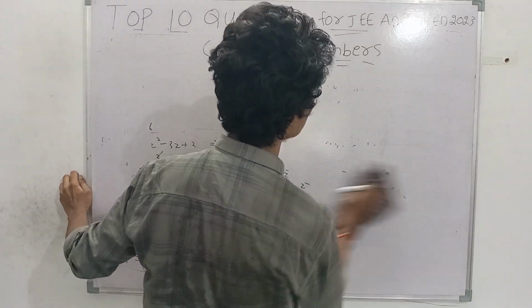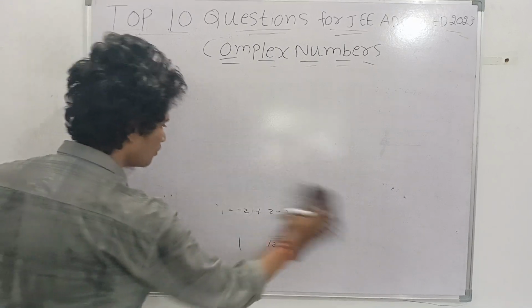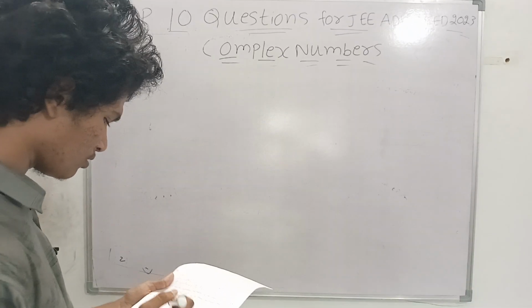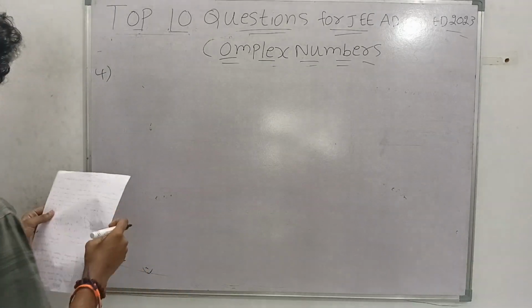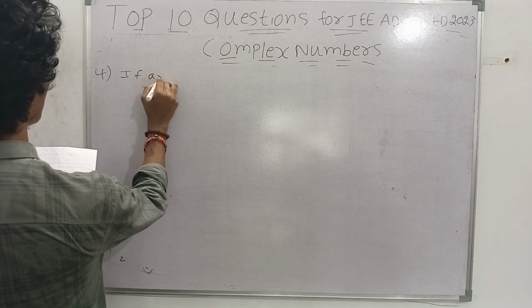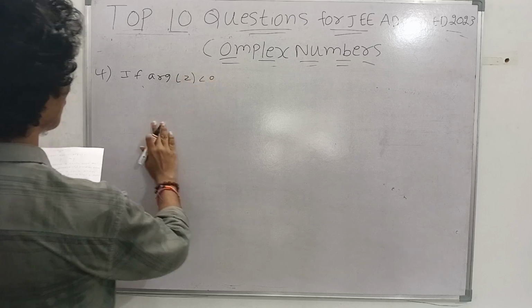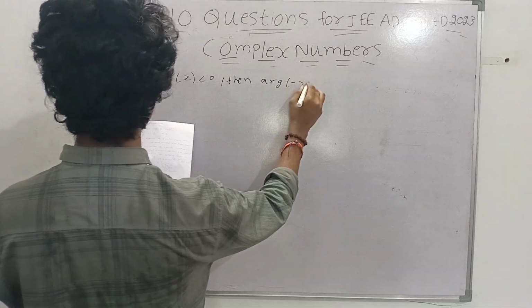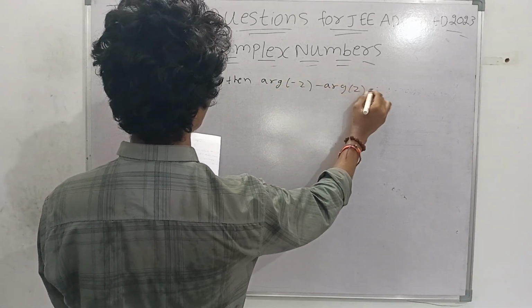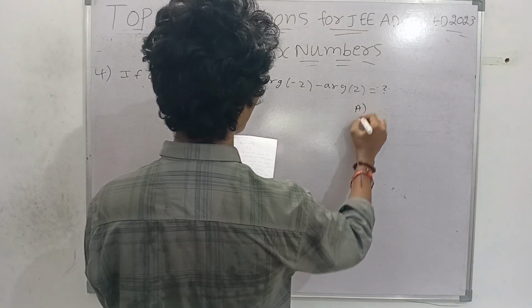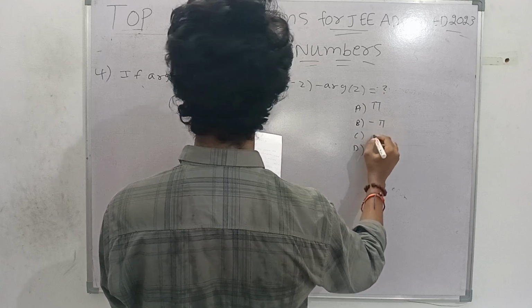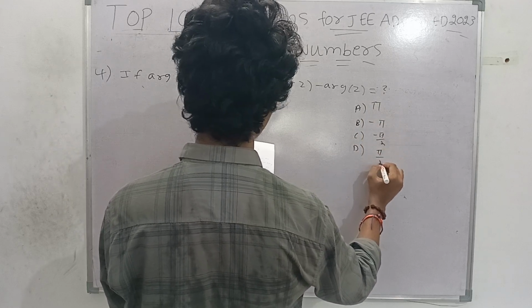Next, 4th question. If argument of z less than 0. This is an old question, guys, but this type of question is important for the multi-correct questions. Option A, option B, option C, option D: pi, minus pi by 2, pi by 2.